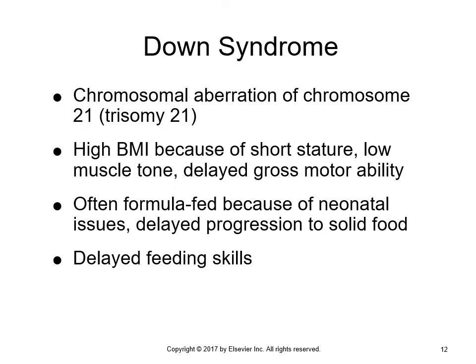We've talked previously a little bit in genomics about Down syndrome. A chromosomal aberration of chromosome 21 is the most common form, trisomy 21. What we commonly see is a high BMI with short stature, low muscle tone, and delayed gross motor ability. Patients are often formula fed because of neonatal issues, with a delayed progression to solid food, and often have delayed feeding skills. We looked at the previous lectures on the change in the pincer grip and the wrist movement with continued development.